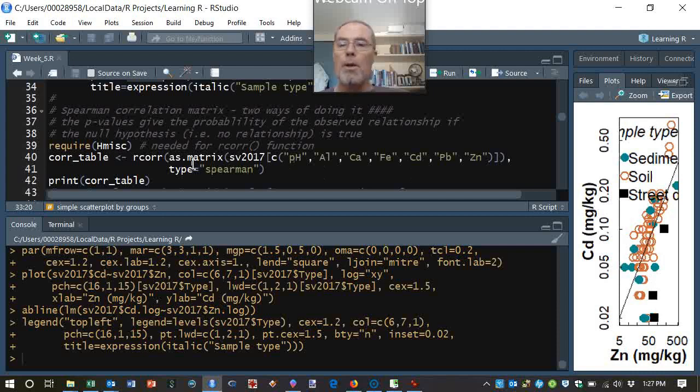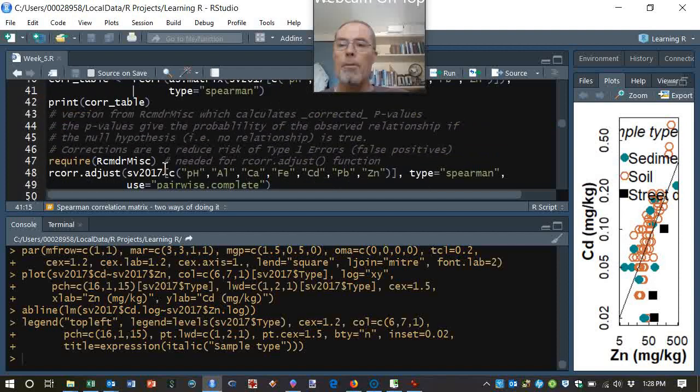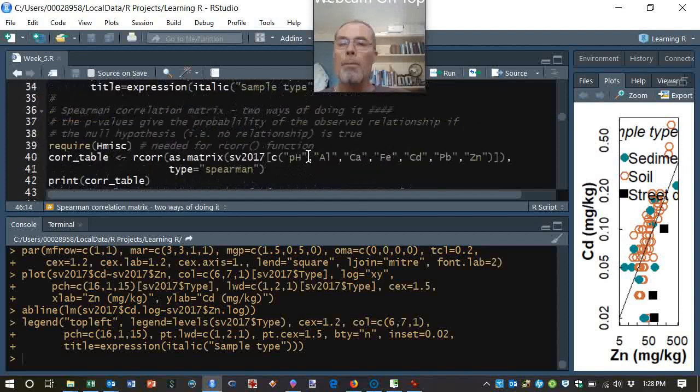So we can do it with a couple of functions, either this one here, rcorr, which is in the package Hmisc, or we can use the version in RcmdrMisc, which actually gives us adjusted p-values, which have a small upwards correction to them to reduce the risk of what we call type 1 errors or false positives, meaning that we fail to reject the null hypothesis, even though it may be true. All right, but they both give similar output, not exactly the same.